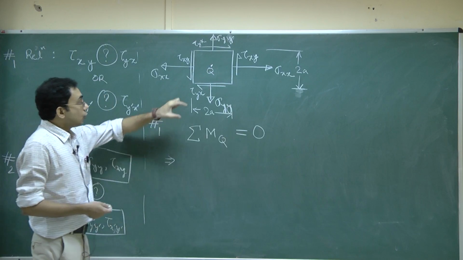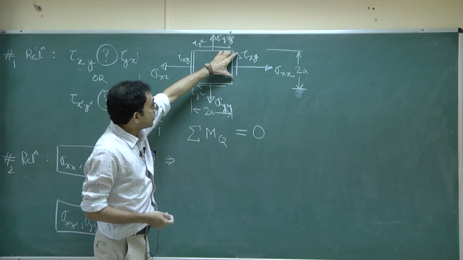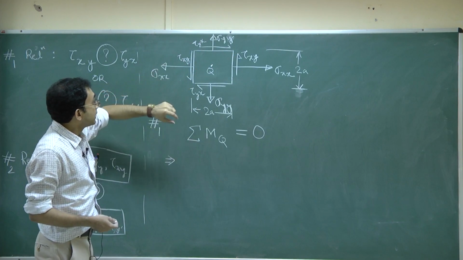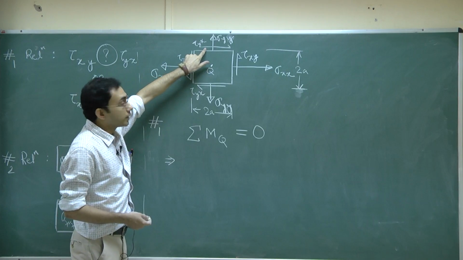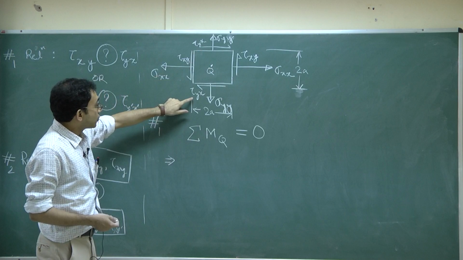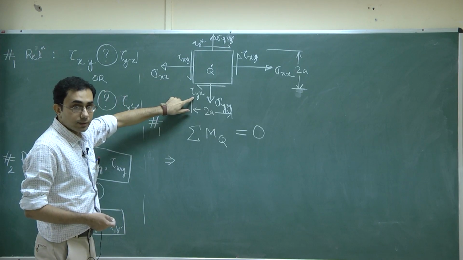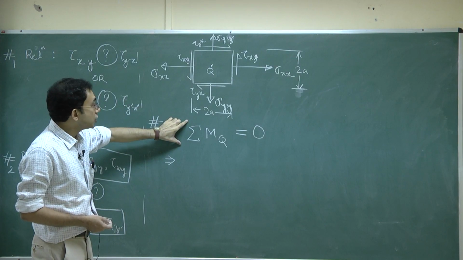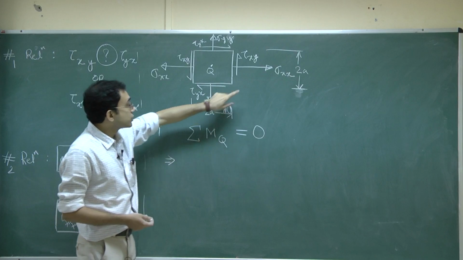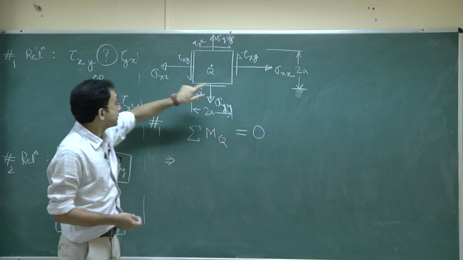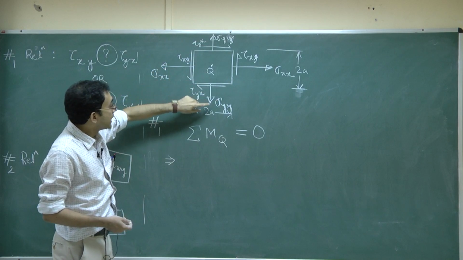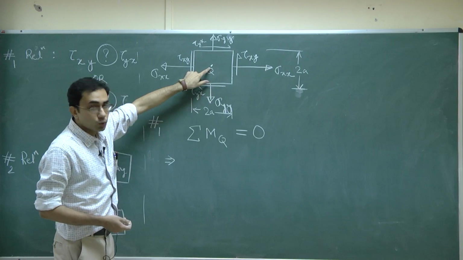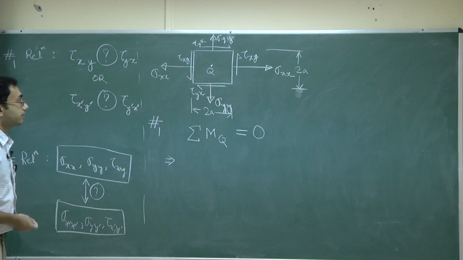I will consider one by one the force which is contributed by this tau xy. I will consider next the force which is contributed by this tau yx, and the force which is contributed by the other tau yx. Please note that for the purpose of calculation of this moment about the point Q, I do not have to consider the contributions from the forces due to sigma xx and sigma yy, because as depicted, those forces would be passing through this point. So they have zero moment arms.